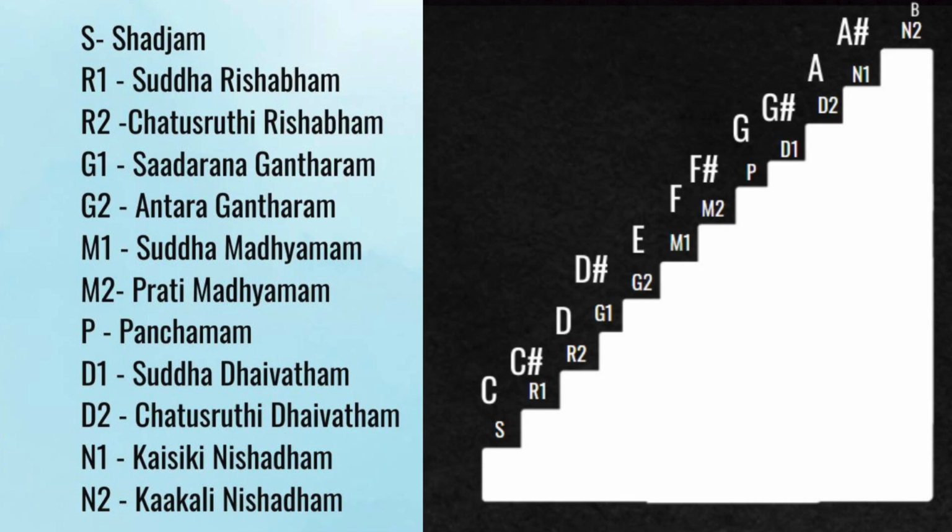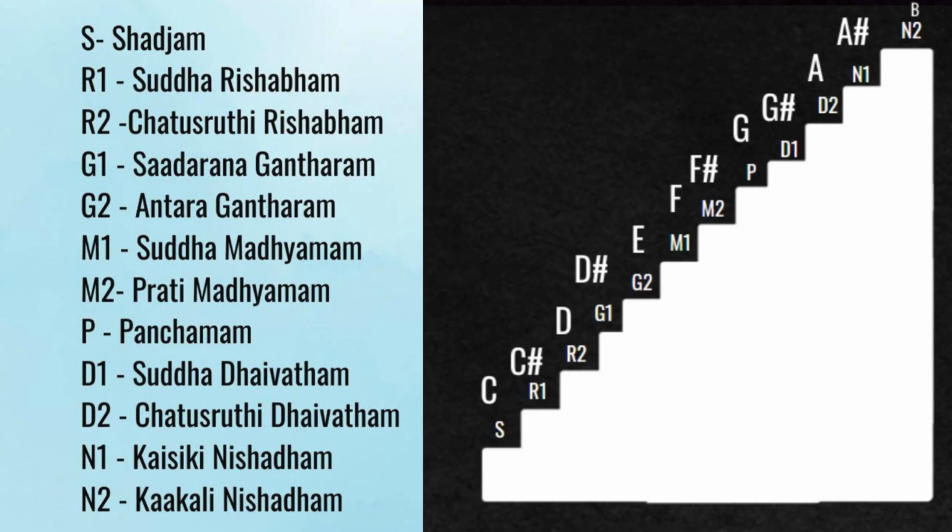So I use Re1, Re2 for Suddha Rishabam, Chatushruti Rishabam, Gavan, Gatu for Sadharana Gandharam, Antra Gandharam, Mavan, Matu for Suddha Madhyamam, Prati Madhyamam, Davan, Datu for Suddha Daivatam and Chatushruti Daivatam, N1 and N2 for Kaishiki Nishadam and Kakali Nishadam. So there are many notations.